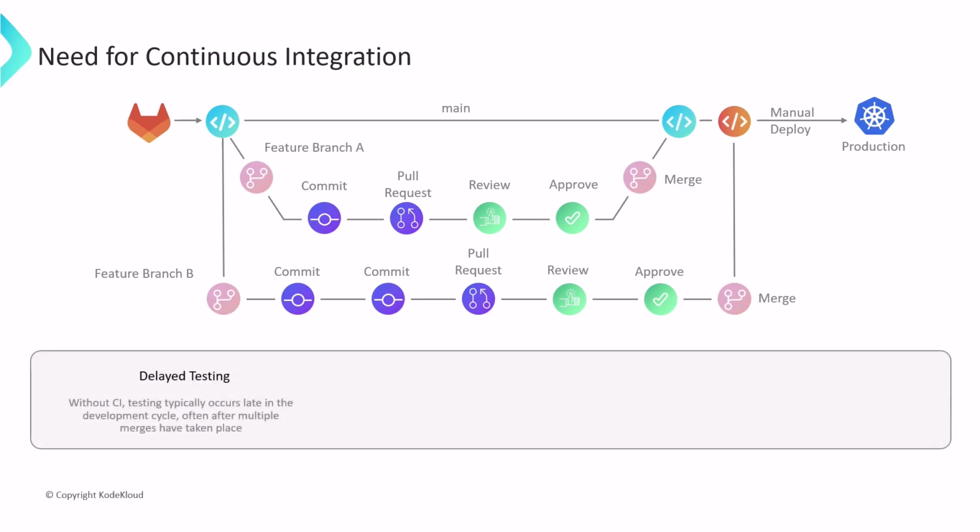Talking about delayed testing, without CI, testing typically occurs late in the development cycle, often after multiple merges have taken place. This delay in testing can make it harder to identify and rectify issues early in the development process, which increases the risk of defects making their way into production.